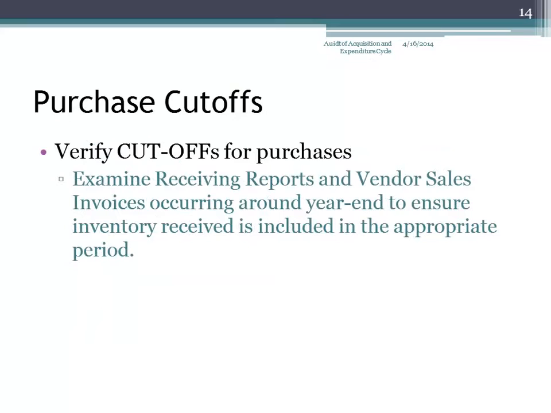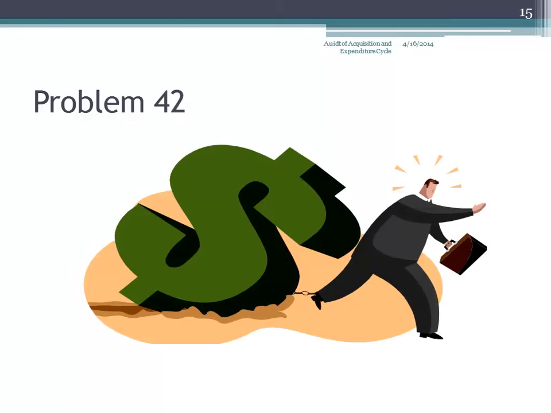Purchase cutoff, verify cutoff for purchases. So you want to examine receiving reports and vendor sales invoices, again, occurring around the year end, 3 or 4 days before year end, 3 or 4 days after year end, to make sure the goods are in the proper period. So again, your major concern with the liabilities is going to be unrecorded liabilities. Not that the other assertions aren't important, but that's your concern. If a company is going to try to manage earnings via the acquisition and disbursement cycle, it's going to manifest itself in the sense that they're going to reduce liabilities or not record liabilities.